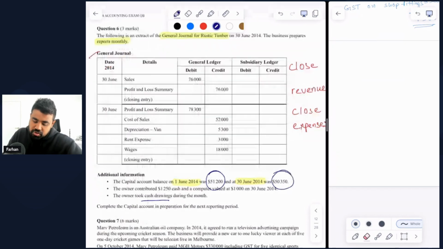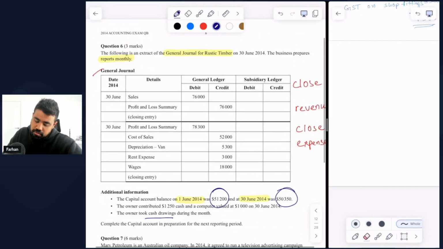The following is an extract of the General Journal for Rustic Timber on 30 June 2014. The business prepares reports on a monthly basis. So we're given the General Journal, and you can see we're given the closing entries at 30 June for the revenue account. So we are closing all revenue or income accounts to begin with. So we are closing the sales, which is the only revenue account, against the profit and loss summary.